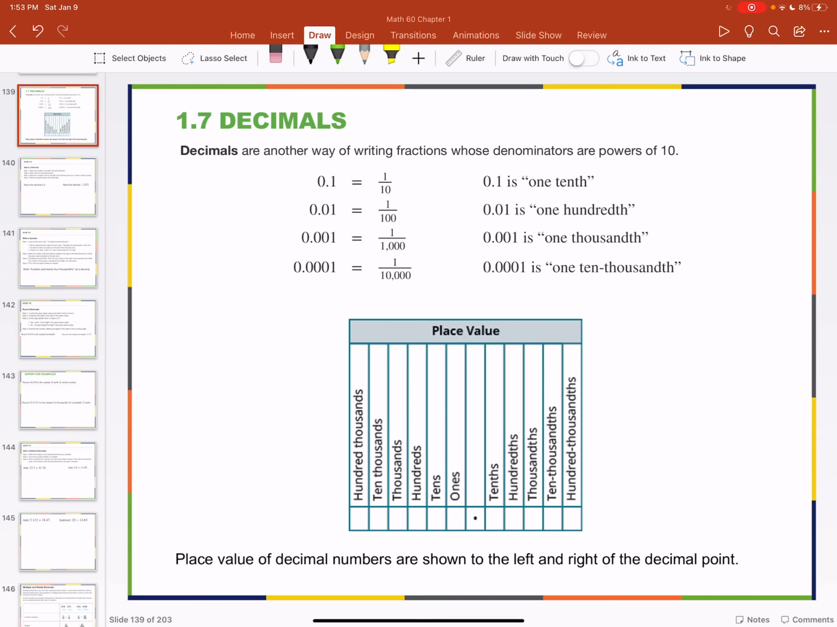Hi everyone, and welcome to section 1.7, which deals with decimals. So let's talk about what decimals are. A decimal is another way of writing fractions whose denominators are powers of 10.